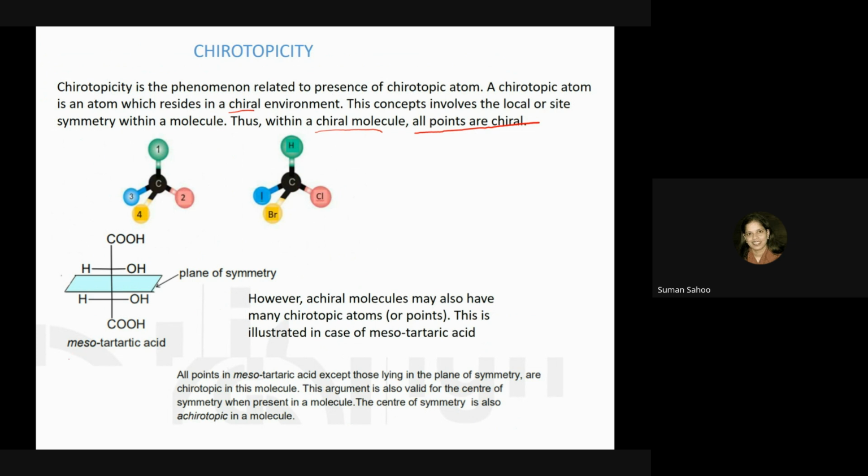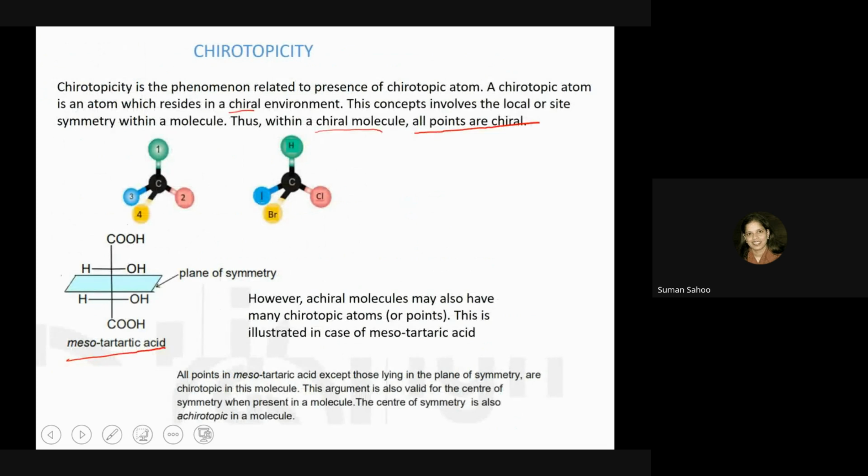For example, in this meso-tartaric acid, we know that this is not a chiral molecule because we have a plane of symmetry. So that is a meso compound. The upper half is exactly the mirror image of the lower half. We would check whether we have a chirotopic atom in this case or not. Whenever we have a chiral molecule, all the points are chiral, so we do not have to check chirotopicity there. But in the case of some achiral molecules, we would see whether this has chirotopicity or not.